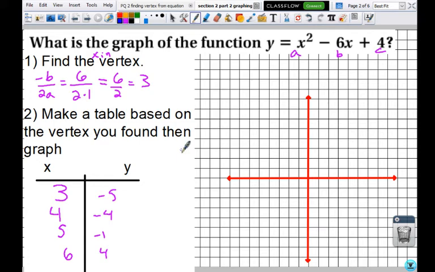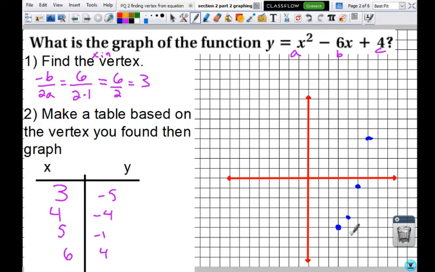Alright, so we are going to graph these points, and then we're going to reflect our points and just make our parabola. So I got 3, -5. 1, 2, 3, 1, 2, 3, 4, 5 down. I'm going to put my point. You guys have done a lot of graphing. I'm not worried about this. 4, -4. I got 5, -1. And then I got 6, 4. Alright, so I got my dots, right?